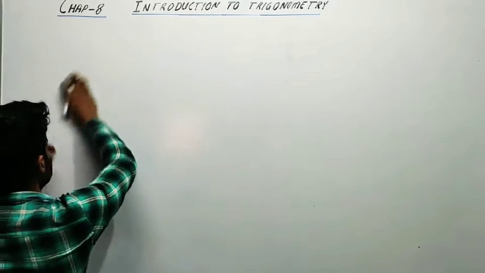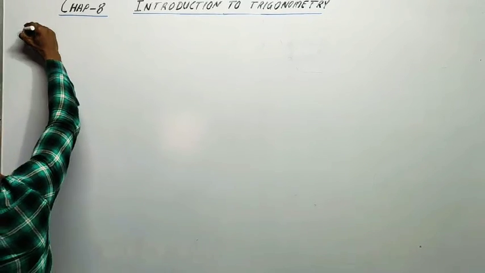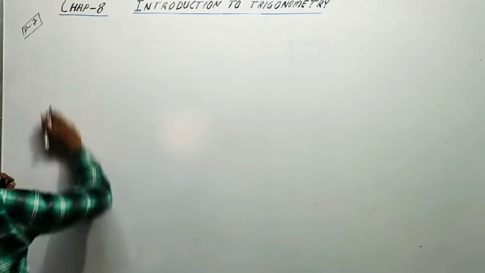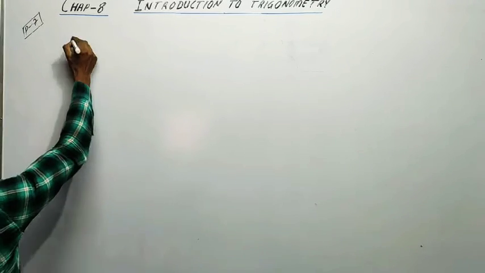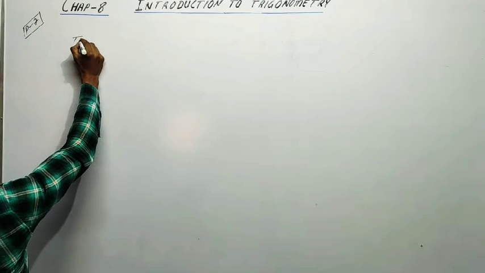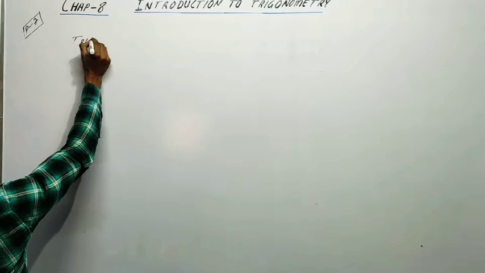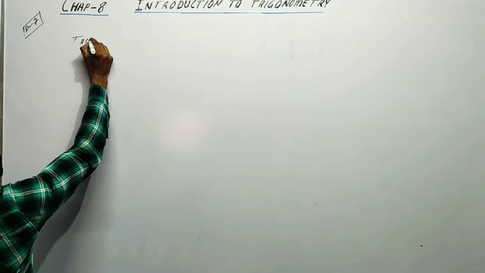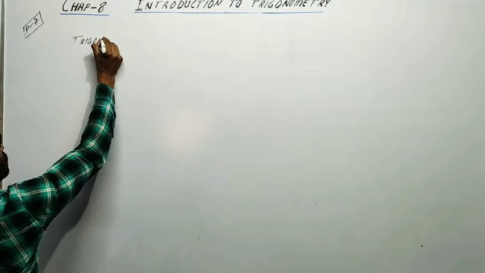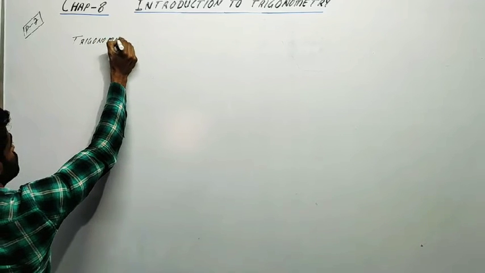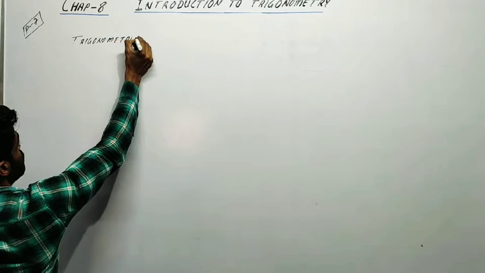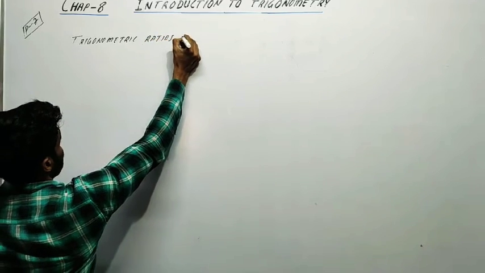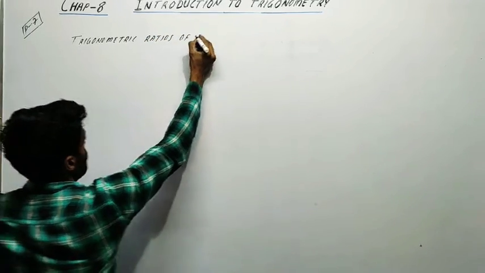Hello everyone. In this part, that is the seventh part of trigonometry, we will discuss the trigonometric ratios of complementary angles.